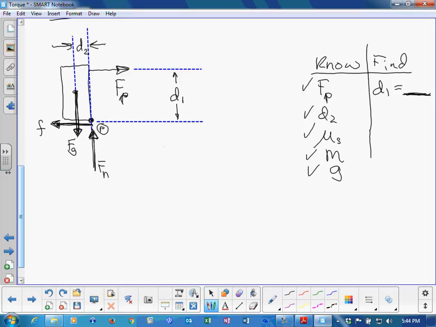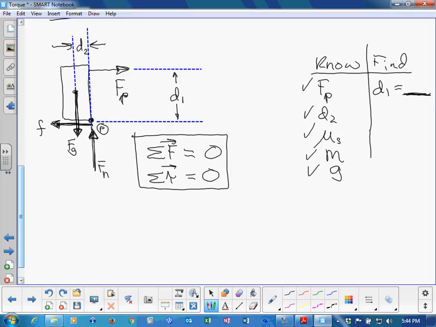Okay, we'll apply the conditions of static equilibrium. And we know already that the condition of static equilibrium for force is that if we add up all the forces on an object, they have to add up to 0. What we haven't learned yet, and we're going to learn it right this second, is that if we add up all of the torques on an object, again, that's a vector, they also have to add up to be 0. Okay, so right here are the conditions of static equilibrium.